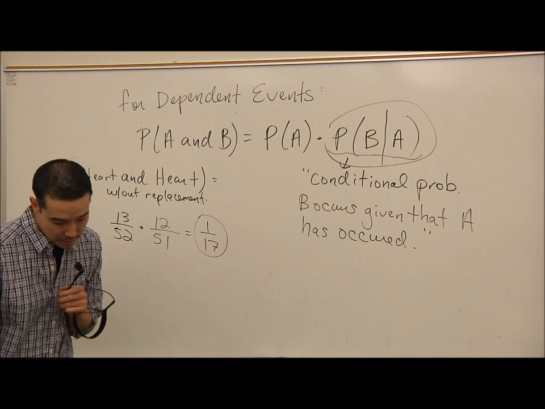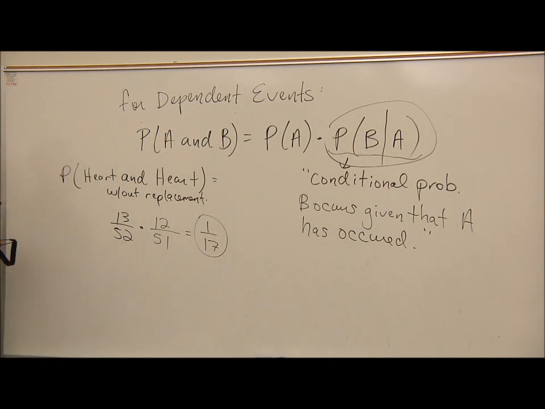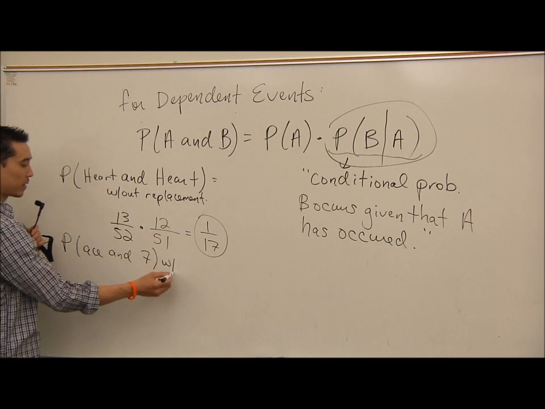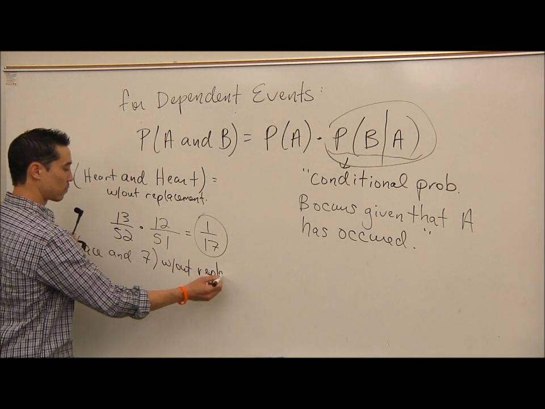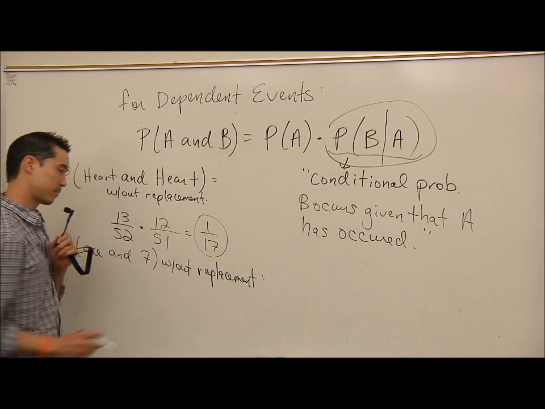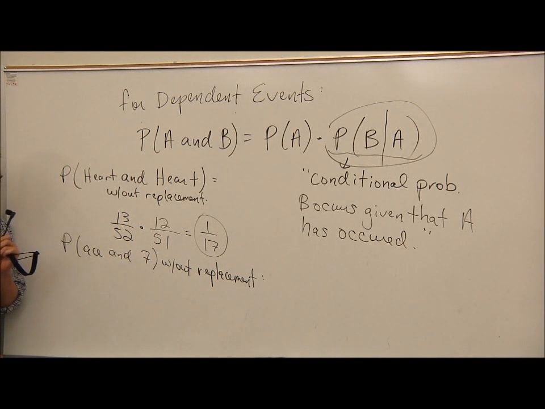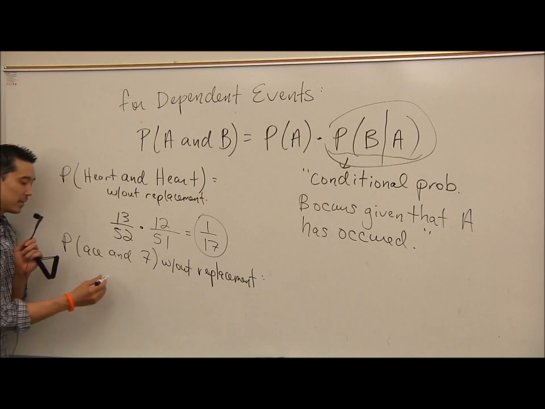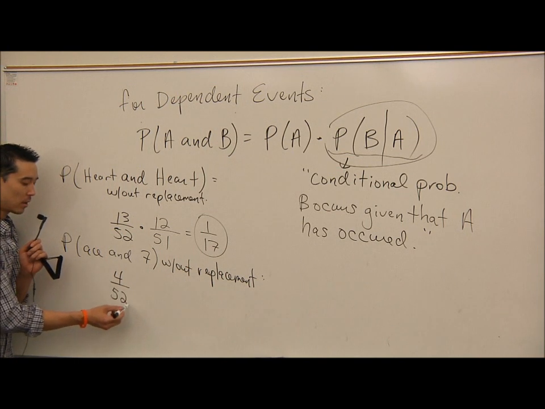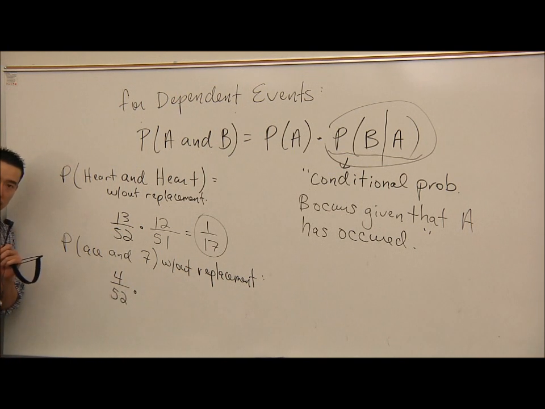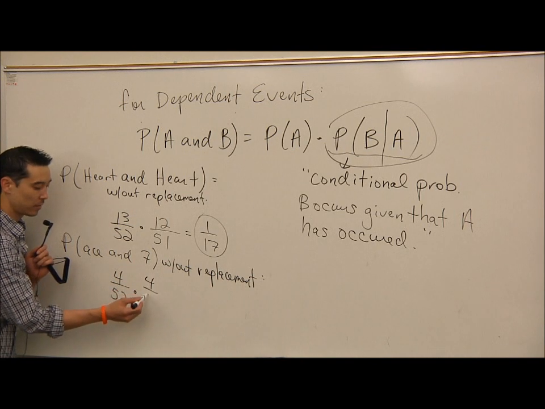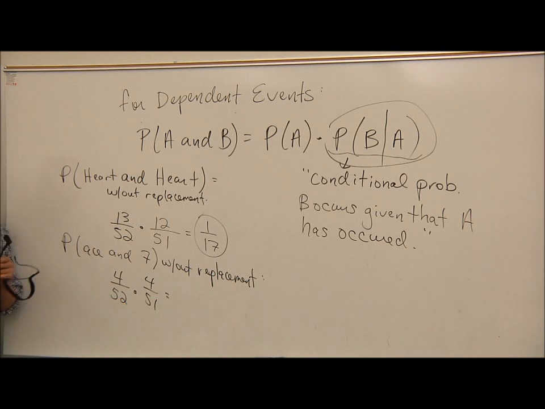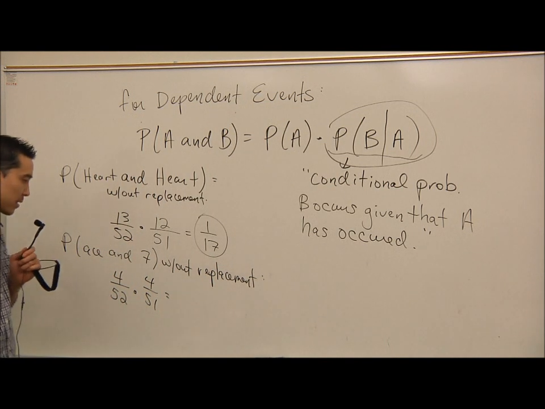Probability of getting an ace and getting a 7 on the second card without replacement. So again, without replacement, that puts us into definitely dependent. The probability of getting an ace is there's 4 aces out of the 52 cards, times, given that the first card definitely was an ace, how many 7s do I have left? 4. And how many cards do I have left? 51. Okay. And that's it. And then reduce this down. You get 4 over 663.